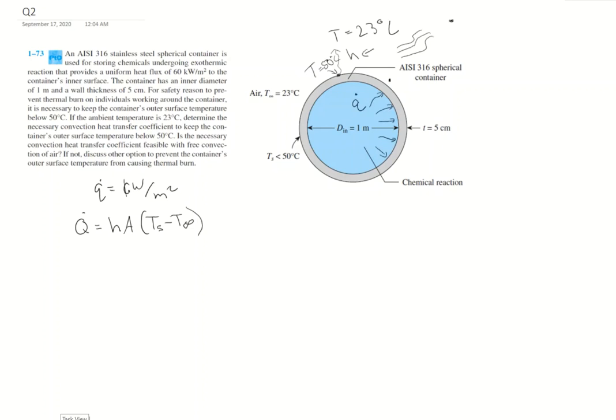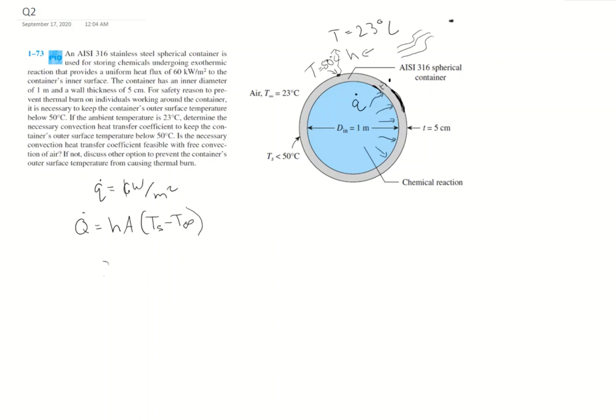the way we solve this is we know this heat flux on this inner surface. We also know this diameter and this thickness. And so we can actually find the heat flux on this outer surface. And we can use that to calculate the h that we need. So hopefully you'll see that more clearly as we work through the problem.